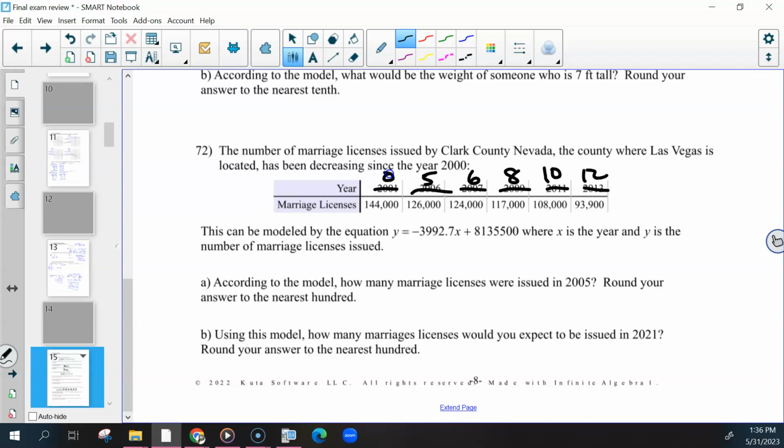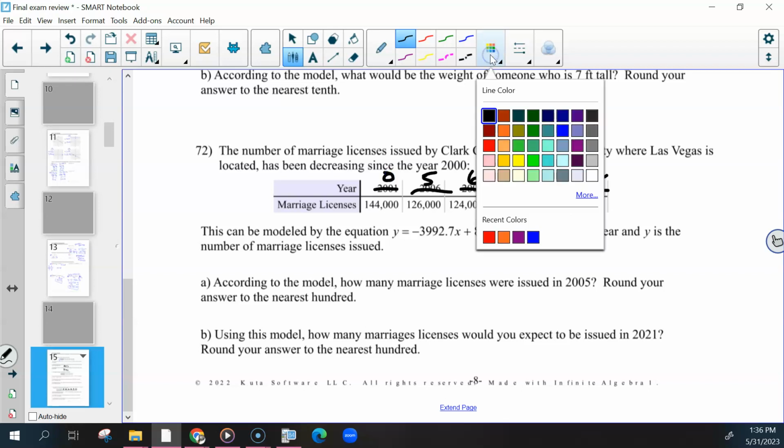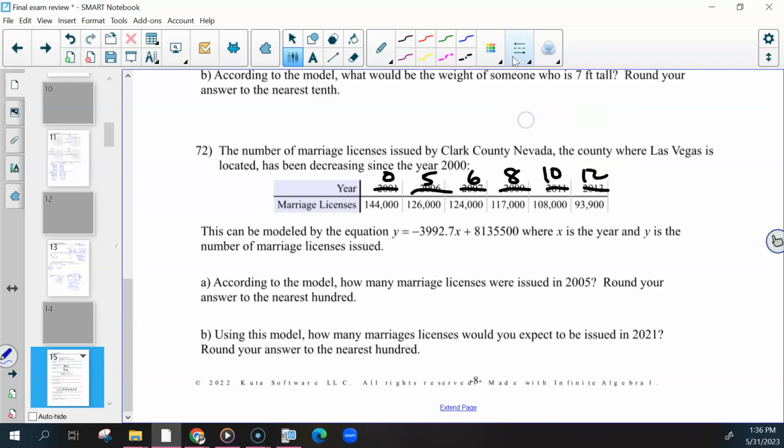You don't change the marriage licenses? No. That won't affect anything. Do we clear our calculator? We don't need to do that. Let me show you. The years will always be X. You can't change the year, so it will always be independent.